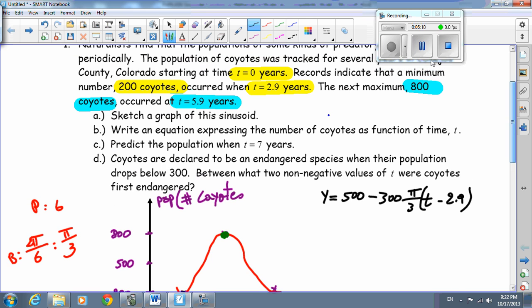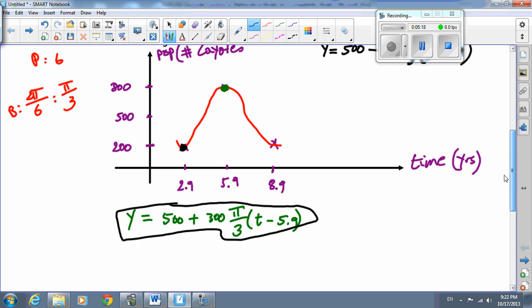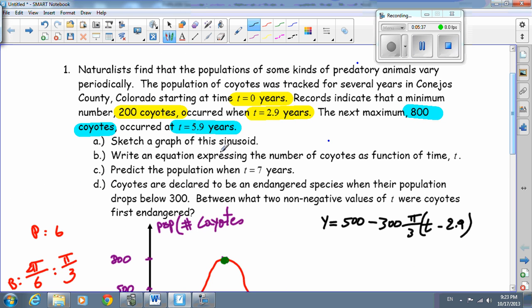All right, the next question says, now we're trying to predict what the population will be at t equals 7 years. So with t equals 7 years, all you have to do is plug this into your calculator and calculate it for 7 years. I'm just doing it on my own calculator, and at t equals 7 years, I end up with 622 coyotes.